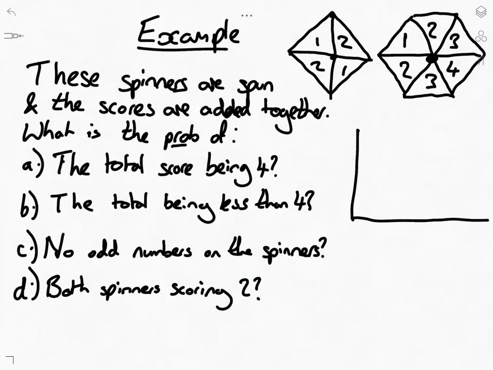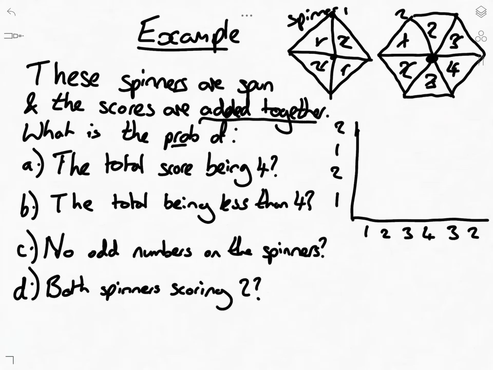space diagram, and we put all the options for spinner 1 and spinner 2. We put spinner 1 on one side, so 1, 2, 1, 2, 1, 2, 1, 2, and we put spinner 2 on this side, so 1, 2, 3, 4, 3, 2, 1, 2, 3, 4, 3, 2. So these are all the possible things that could happen, and we check the question. It says they're added together. So what we do is we just add the scores. So 2, 3, 4, 5, 4, 3.